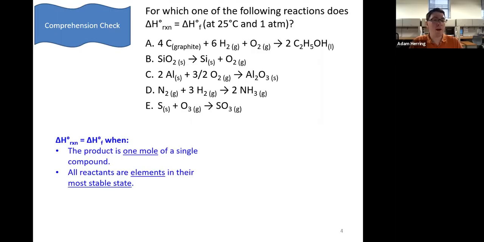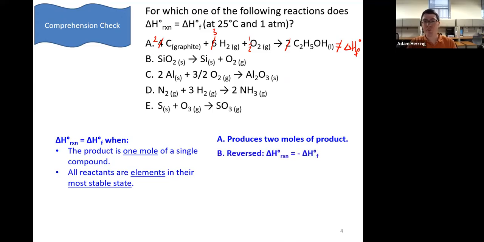It is true when we form 1 mole of a single compound as a product, and when the elements are in their most stable state in the reactants. So let's evaluate each one of them. A has an enthalpy of reaction, but it is not equal to the standard enthalpy of formation. It's actually equal to 2 times the standard enthalpy of formation. If we were to divide everything by 2, then in that case, that would be equal to the standard enthalpy of formation.